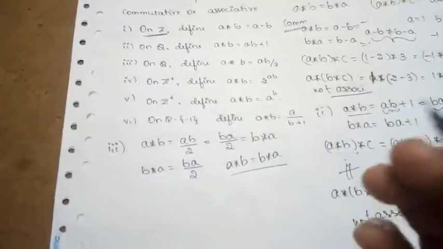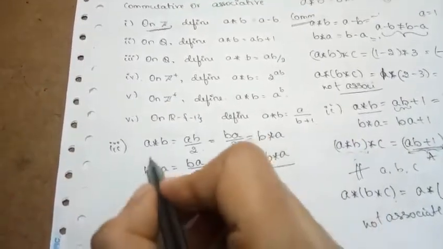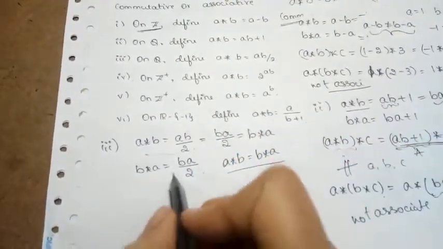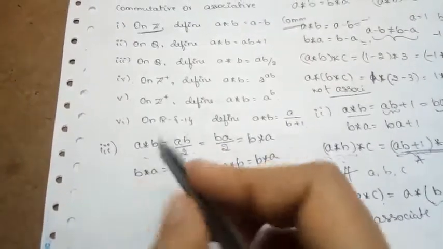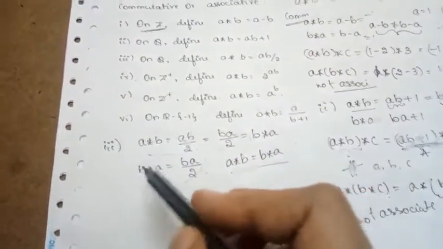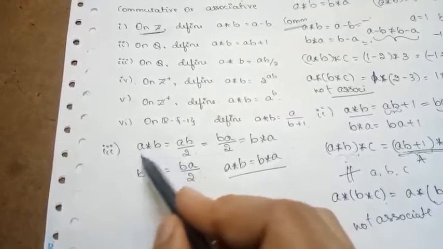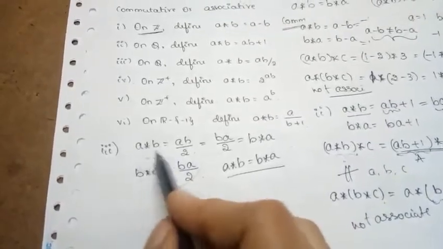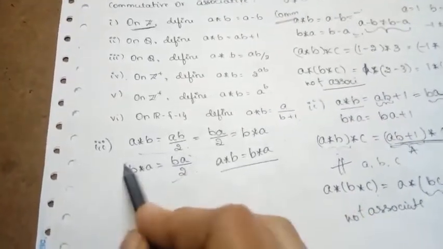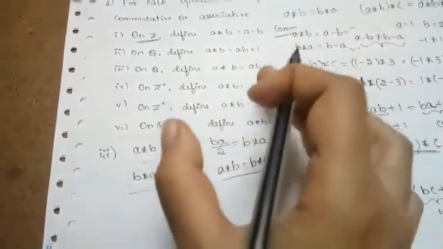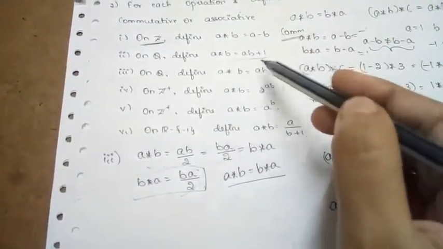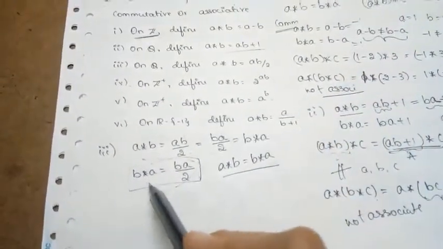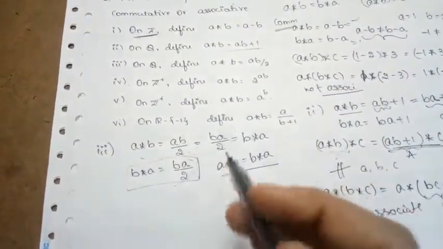So one thing you should know is you can go directly like this itself, no need of writing this one separately. But why I am writing here, because you must know what happens if A and B are interchanged. If A and B are interchanged, how is the function defined, how is A star B going to change by interchanging A and B? That should come to your idea.